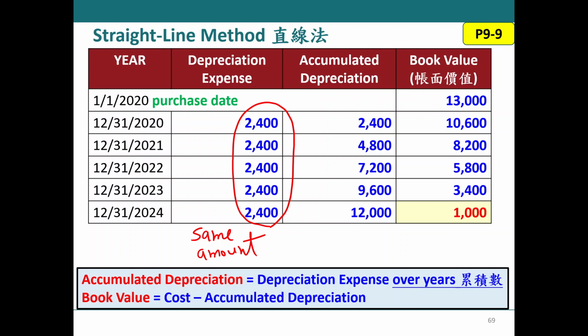Accumulated depreciation, no problem, right? You just add up the numbers. So accumulated, you just add up the numbers. So first year, that's for 1 year, right? So for 1 year number. Second year, that's for 2 years. Third year, that's for 3 years numbers. 4 years numbers. And 5 years numbers. Okay? Because that's accumulated.